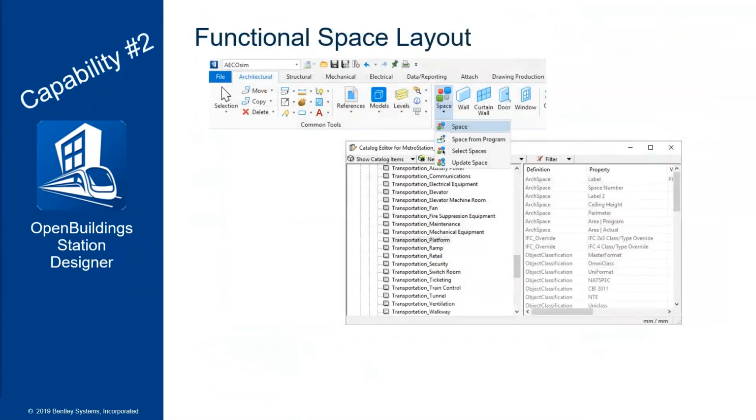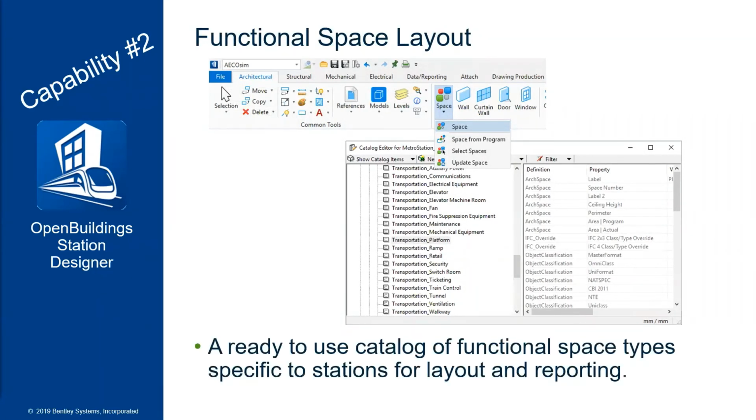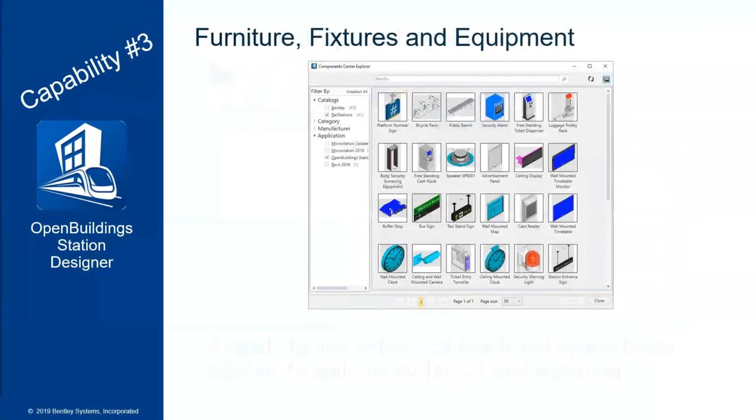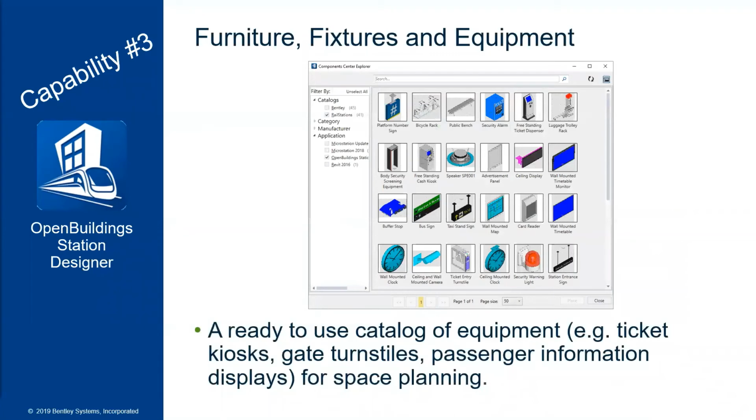And then for the BIM function, you can define all the functional space layout. We have a catalog of all this already for you to apply. We also have all the station-related library of components, like all the turnstiles, ticketing stations, security features as well. All this is ready. You can even create your own component and insert it into the library.